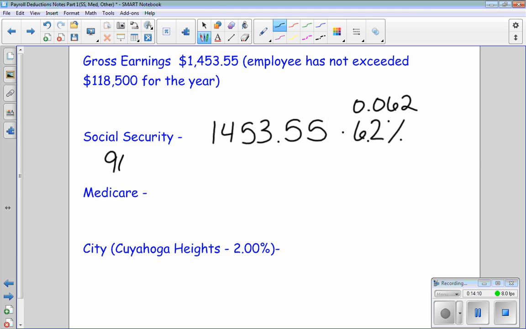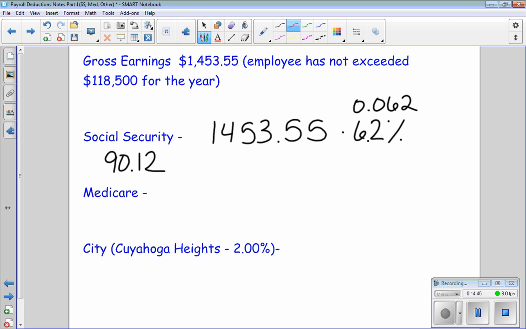Yes, $90.12. Now make sure, another mistake that I've seen a lot, that you round to the nearest cent. The nearest cent is the second decimal place. When you get paid, your boss writes you a paycheck, you do not get paid $90.1210. You get paid $90.12. They round that. Round to the nearest cent.